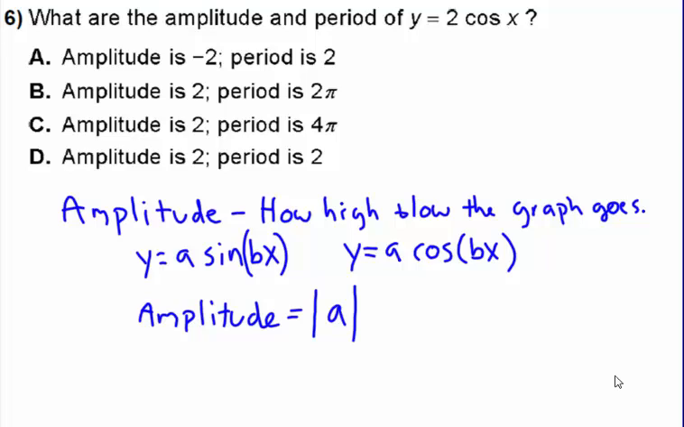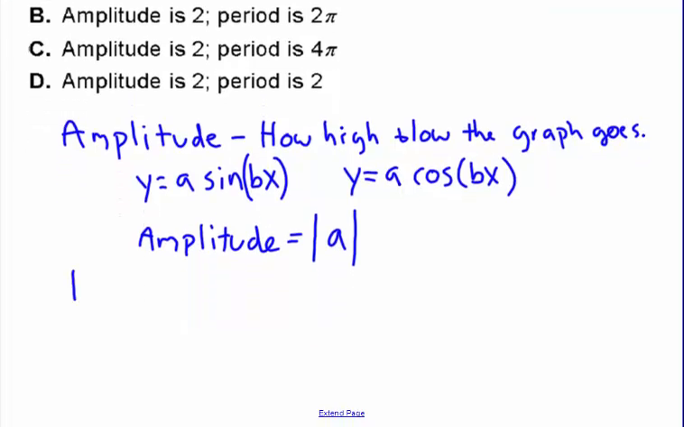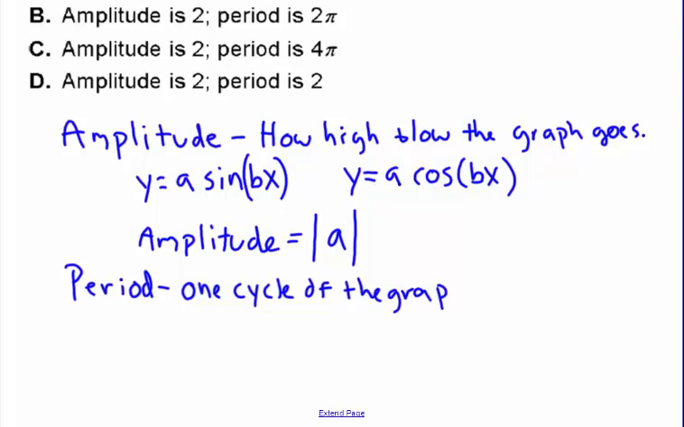Okay, and the period is one cycle of the graph because, like I said in the previous problem, it's repetitive. So as soon as it starts repeating itself, we've reached the end of the period. And the B value helps us find the period of the sine or cosine graph. So the period equals 2 pi over B.